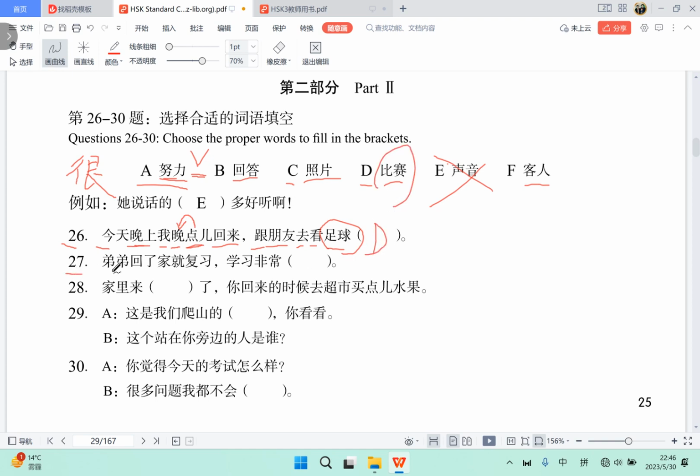And 27. 弟弟回了家就复习, 学习非常什么什么. 非常, extremely what. So this is an adverb of degree, right? So for 学习 we normally say 努力, so this one we choose A 努力, and here it is an adjective.